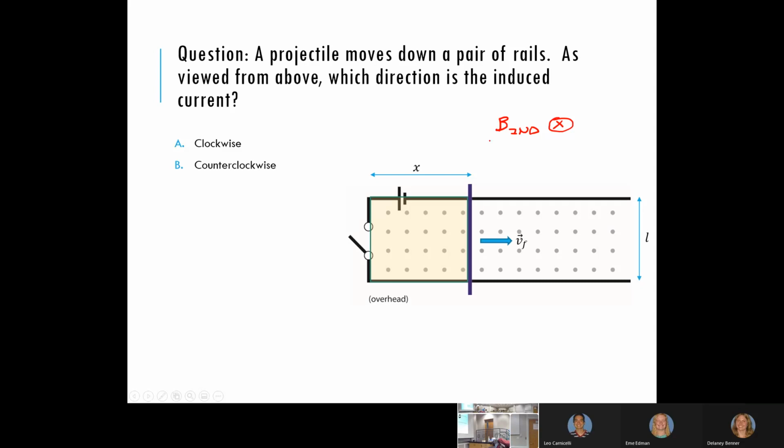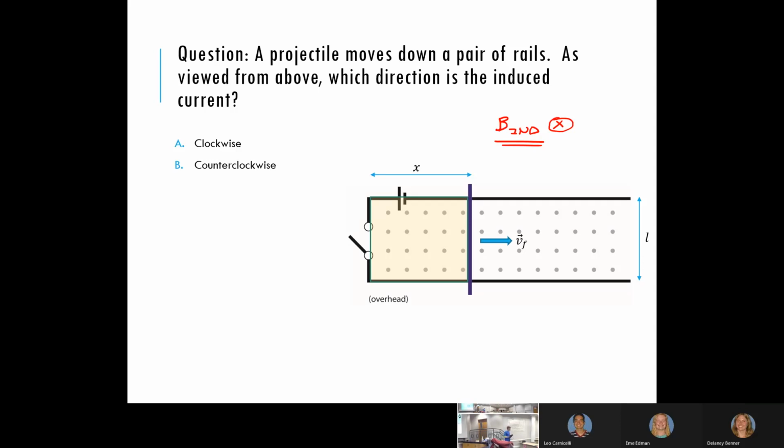There will be an induced magnetic field, I'll just call it the induced, going into the board. The bar moves down, there are more magnetic field lines passing through the loop, an increase out of the board. Nature says, I don't like that. I will induce a field going into the board. And then we're left with, to produce a field going into the board, which way does the current have to run? And that's where we get our clockwise.